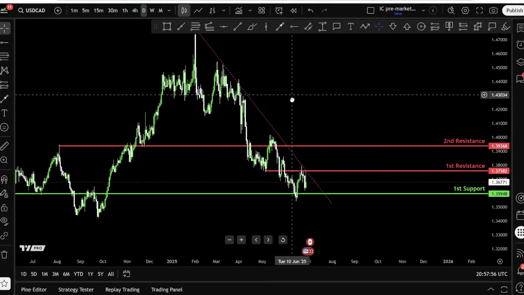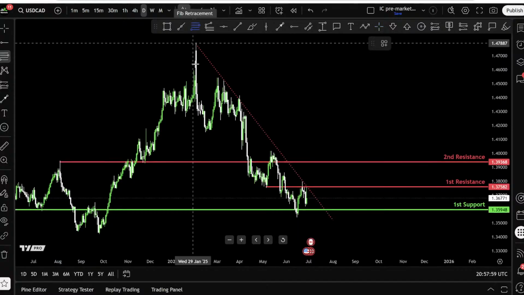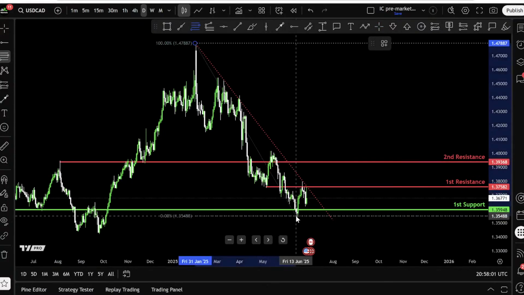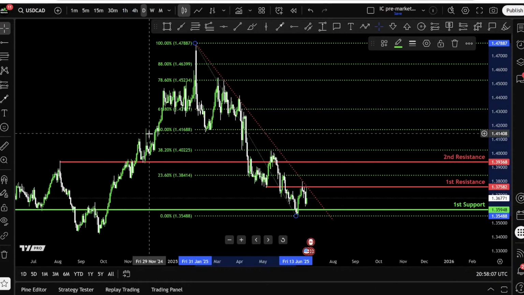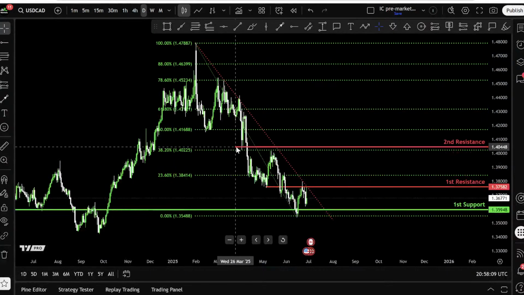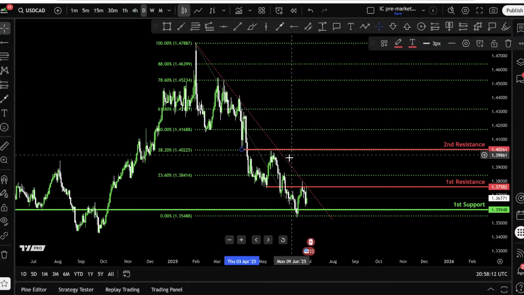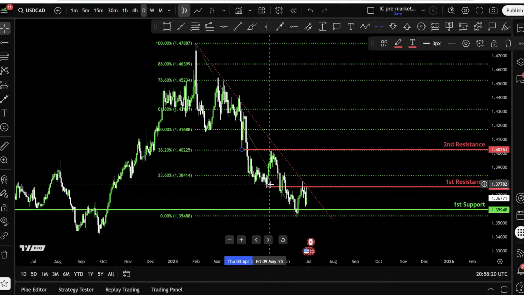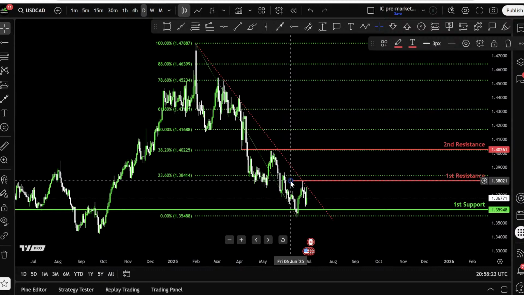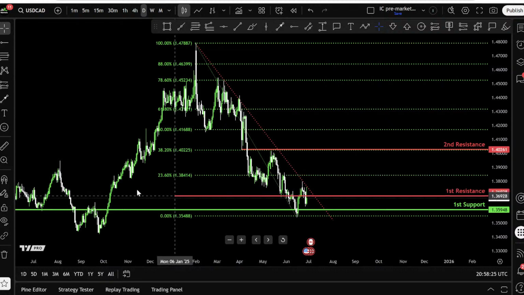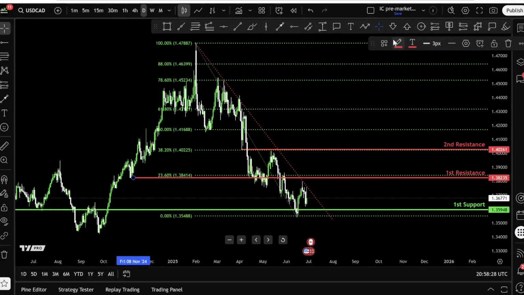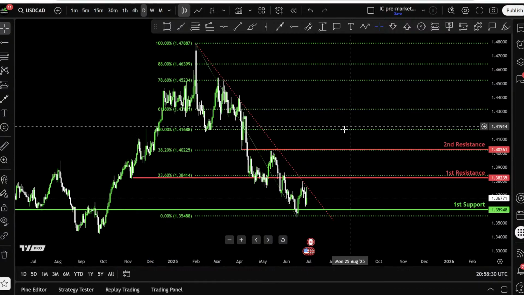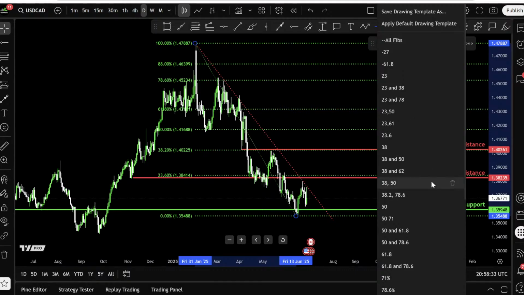Going in with our Fibonacci levels now, I'll start with a retracement. I might move this to the 38 instead because it's a lot cleaner. It doesn't cut too many candlesticks, so it's in line with the first resistance. I might move the first resistance here as well. So I'm going to keep this 23 and 38.